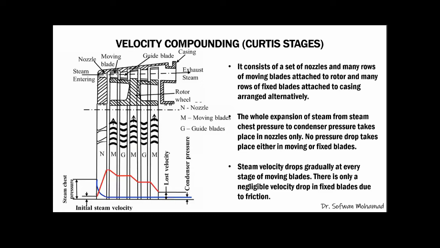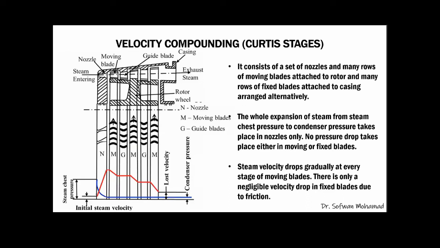So the stage or the stages in velocity compounding consist of stator and rotor, or guide blade and rotor blade. So there are many sets of guide blade and rotor blade, but only one nozzle.